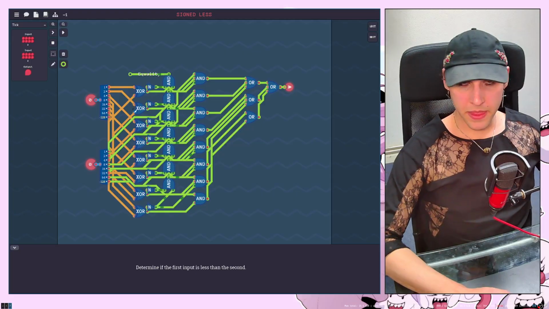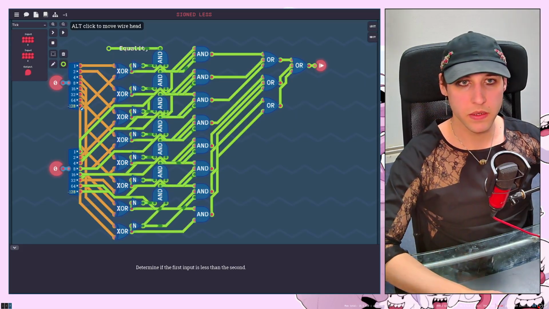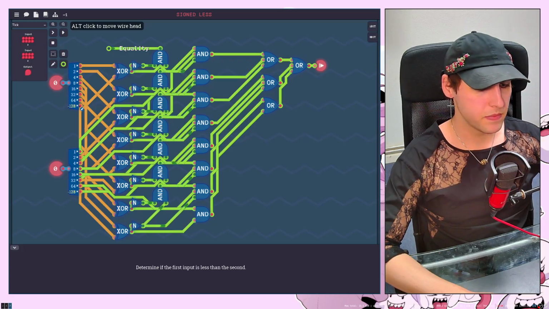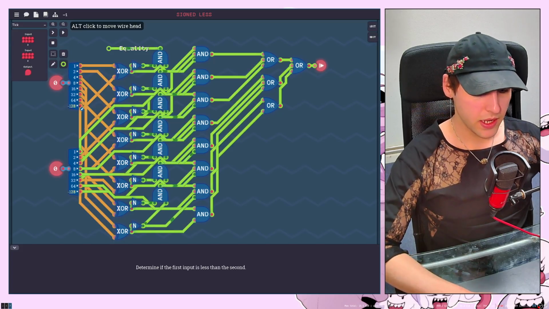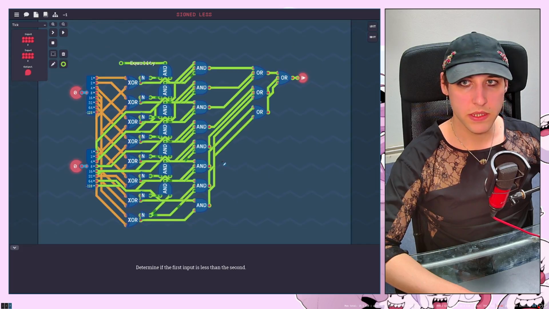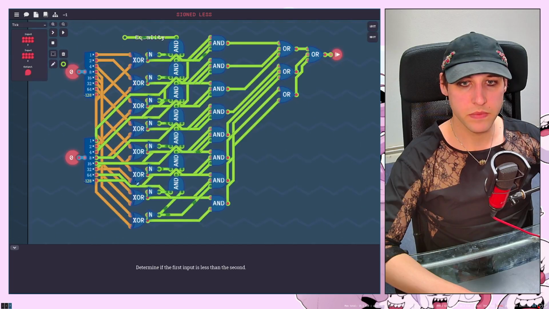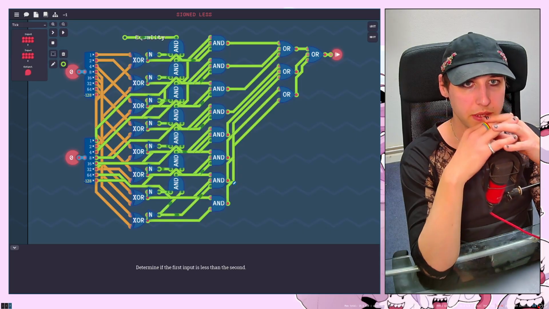But this time there's going to be a difference, because now the most significant bit is the minus 128, and what exactly does it mean for our circuits? Let's think about that for a second.